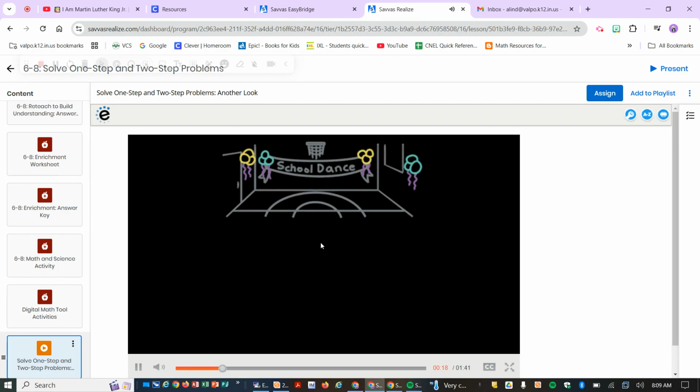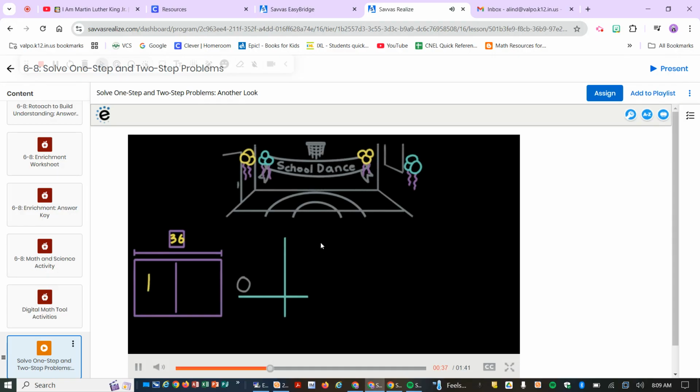What to do? Oh, I know. I can use a bar diagram to write a subtraction equation to start. I know that there were 36 students in the gym at the start of the dance, so I'll write that here in the bar diagram. 16 students left, so I'll write that here. I can use a question mark for the unknown for the first step in this problem.